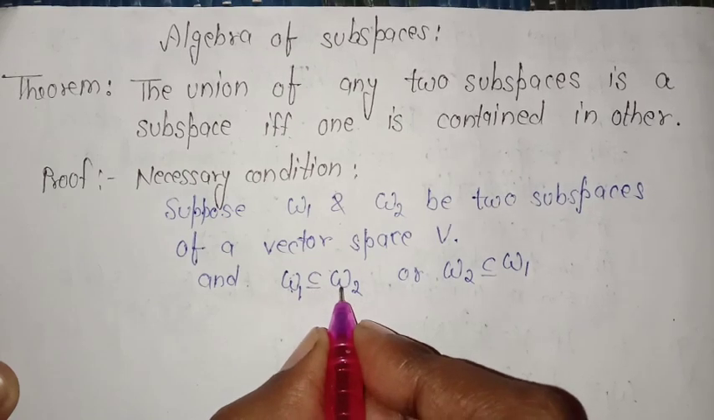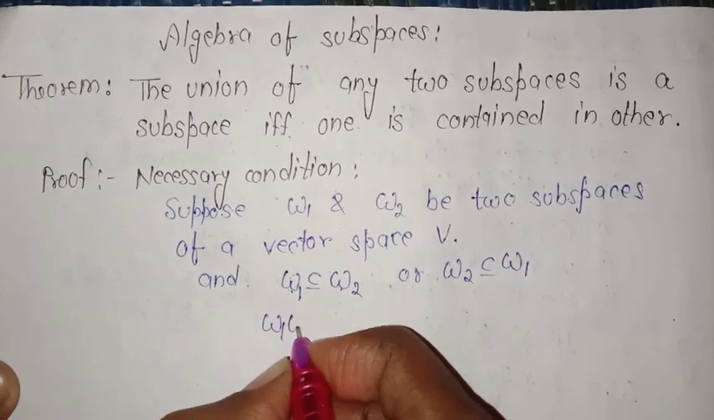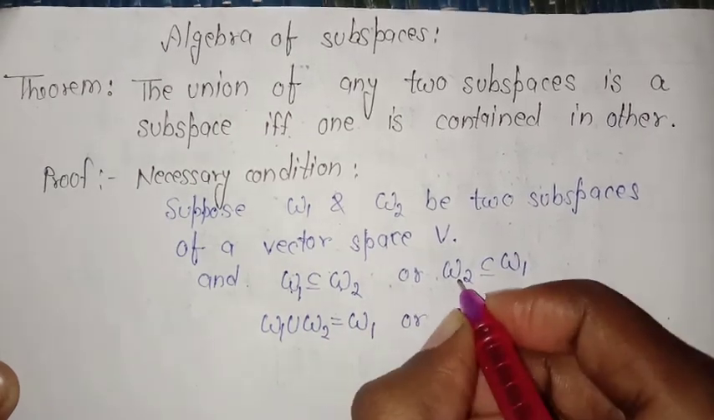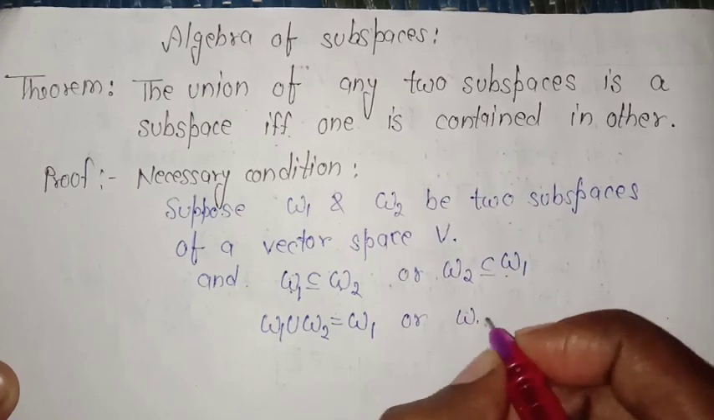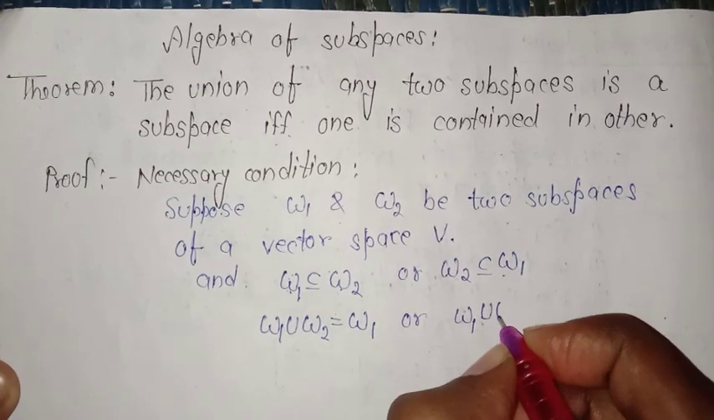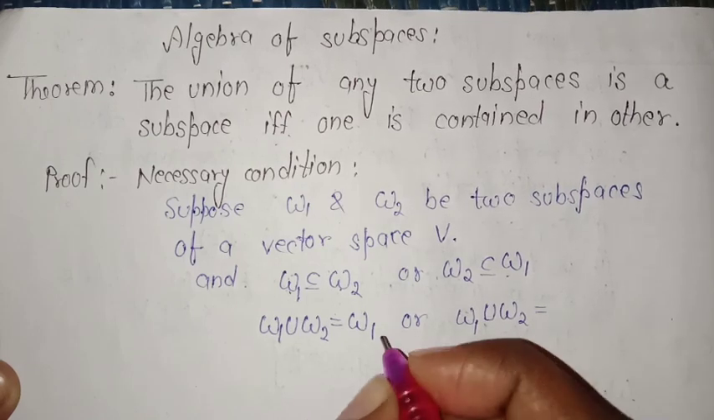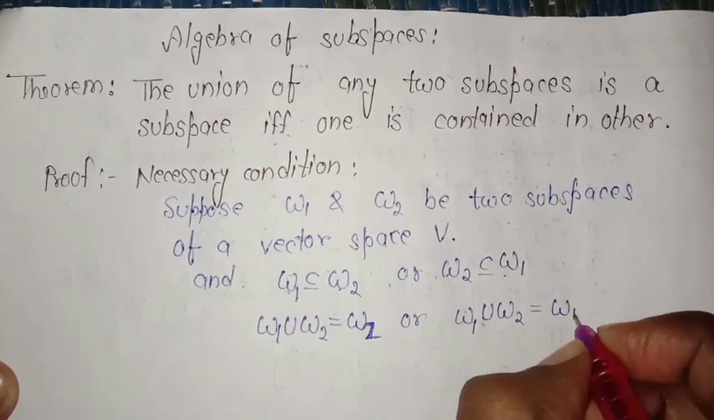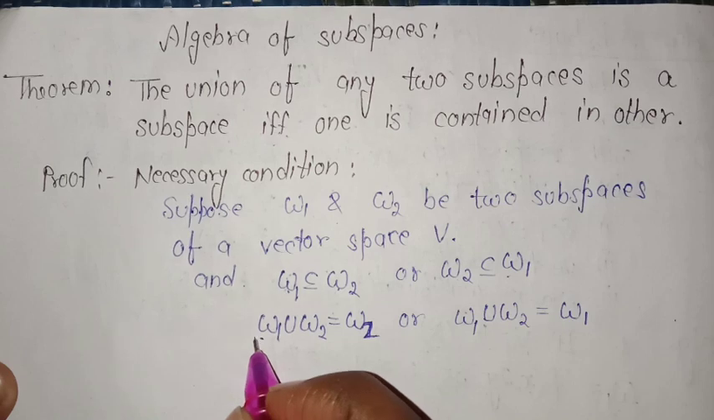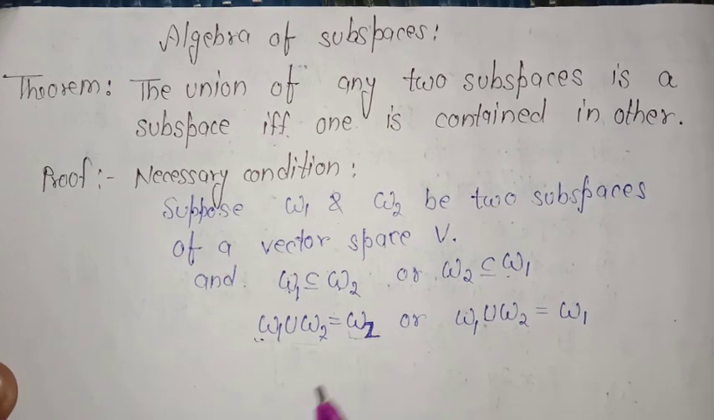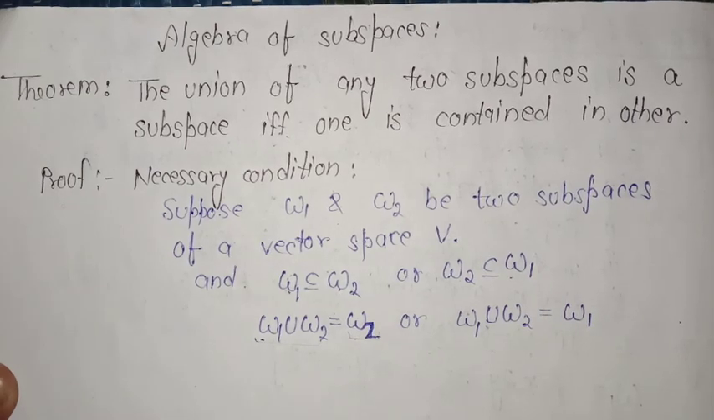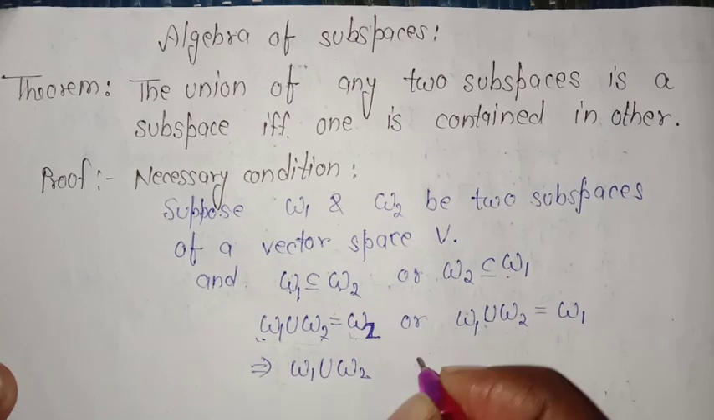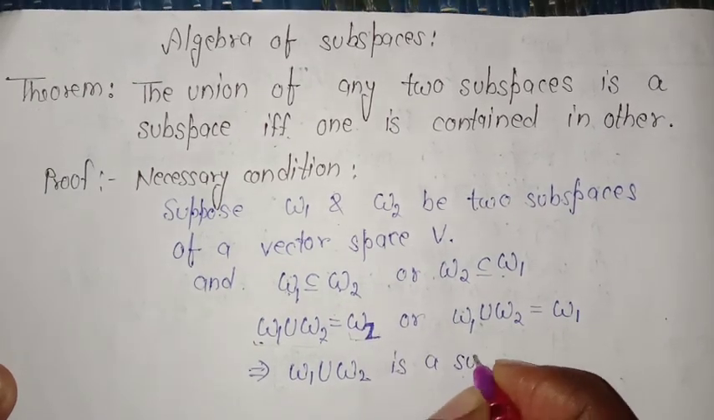So if W1 is contained in W2, then W1 union W2 must be equal to W2, and if W2 is contained in W1, then W1 union W2 must be equal to W1. So in both the cases we are getting that the union of two subspaces is again equal to a subspace, and this implies that W1 union W2 is a subspace of V.